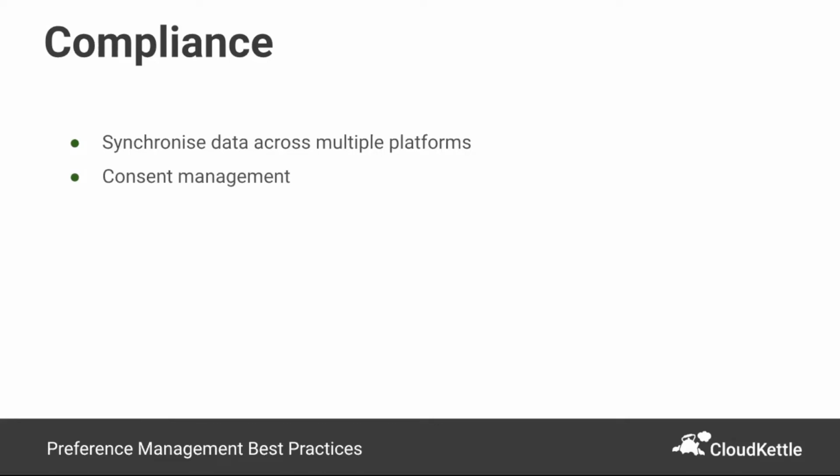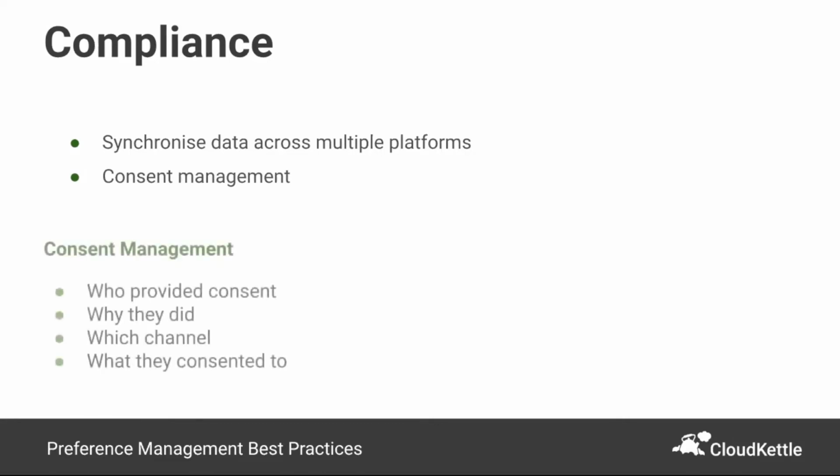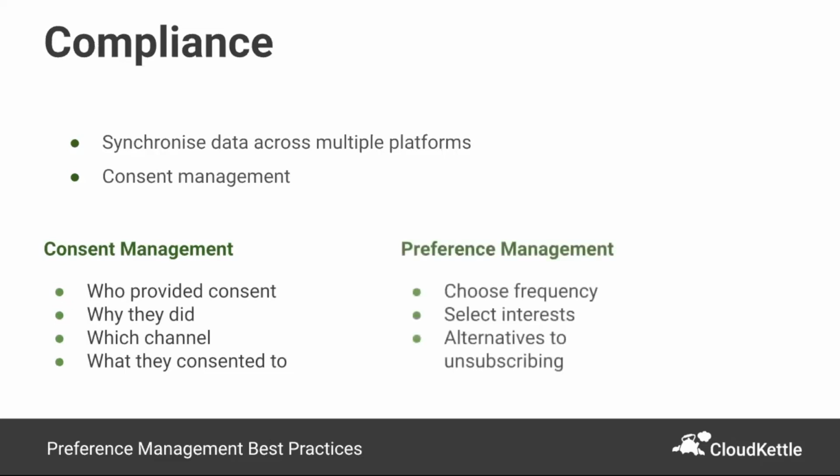Now, consent management and preference management serve different purposes. Consent management determines which individuals provided consent, why they did, via which channel, and what they actually consented to. On the other hand, preference management enables individuals to choose their preferred communication frequency, interests, and alternative options to unsubscribing.